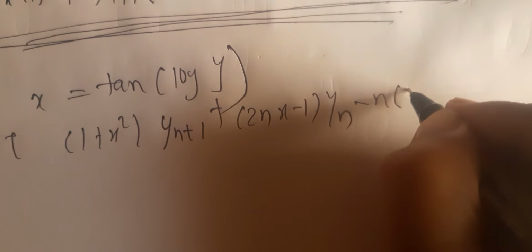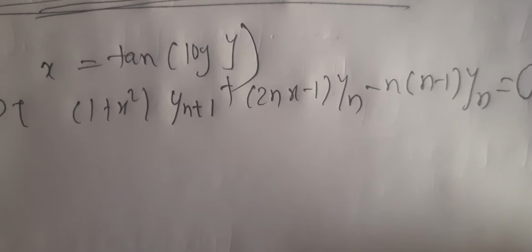Now just one simple problem. I can leave it for you by telling you one important point. When I give you this, prove that 1 plus x square yn plus 1 plus 2n x minus 1 yn minus n into n minus 1 yn equal to 0. Look at this. Whatever steps I gave you, see properly.